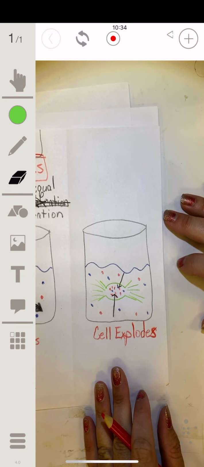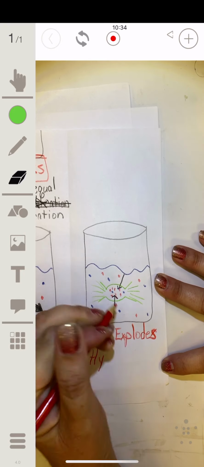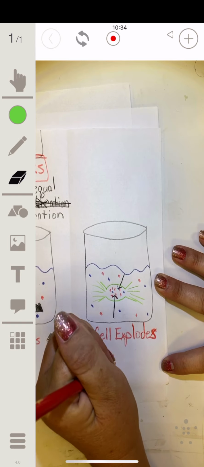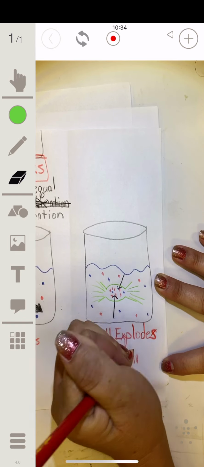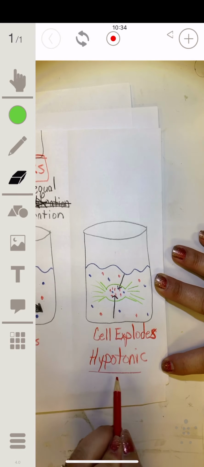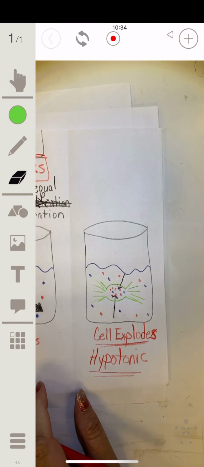The cells are going to take on water and they're going to explode. So this cell explodes, and that's known as hypotonic. Why? Because salt sucks. Where's your salt? Inside the cell. Where does the water go? Inside the cell. Hypotonic. The word tonic is tonicity. So that just means osmotic pressure. Where's all this osmotic pressure going?